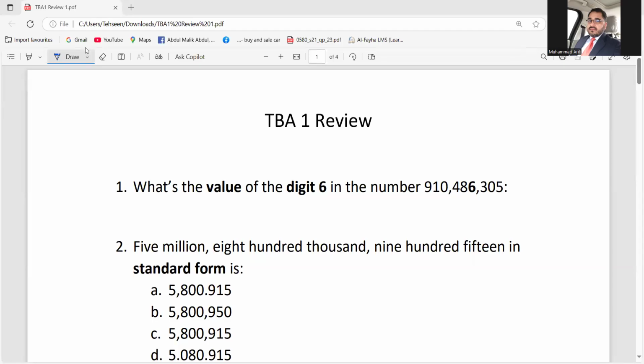This is review for TDA 1. Question number 1 is, what is the value of digit 6 in the number 910,486,305? Here 6 is this one. We can write like this. This is ones, tens, hundred. This 6 is 1,000. Okay, value of the digit is 6,000.